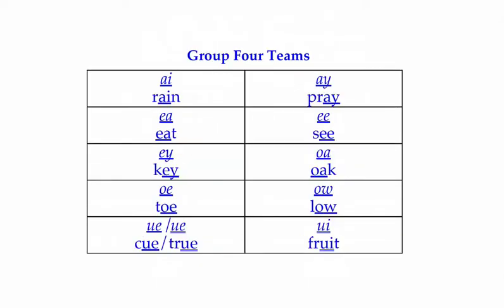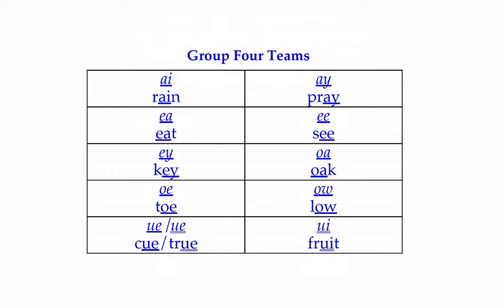Let's look at our group 4 teams. Vowel group 4 says two vowels come together, form a team. The first vowel represents its long sound. AI and AY represent the sound A. EA and EE and EY all represent the long E sound, E. OA and OE and OW represent the long O sound. And UE can represent one of two sounds.